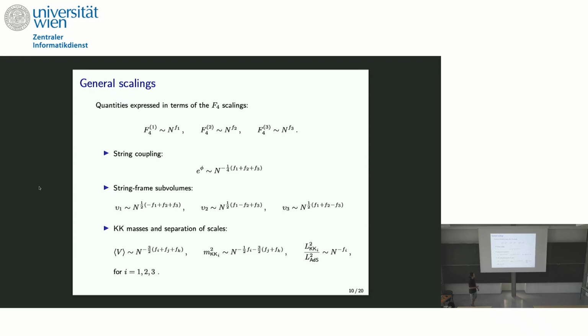And then if you take the product of those subvolumes and find the scaling of the overall volume, you will see again that in order for the volume to be comparable to the string scale, the sum of the exponents should be negative, which is a bit weird. But nothing prevents us from having small subvolumes, close to the string length, while the overall internal space volume is large. We will see this in detail.